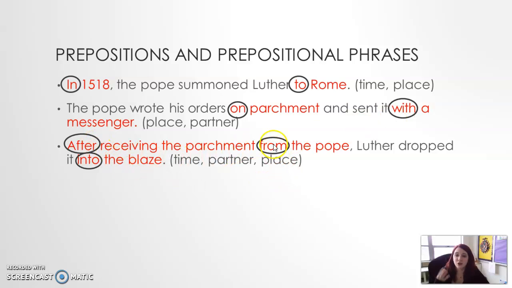This next one has 3 prepositions and 3 prepositional phrases. After receiving the parchment from the Pope, Luther dropped it into the blaze. So the first part is after receiving the parchment. That's the first one. That's showing time. From the Pope, now we're talking about the who. Into the blaze, that's where it happened.